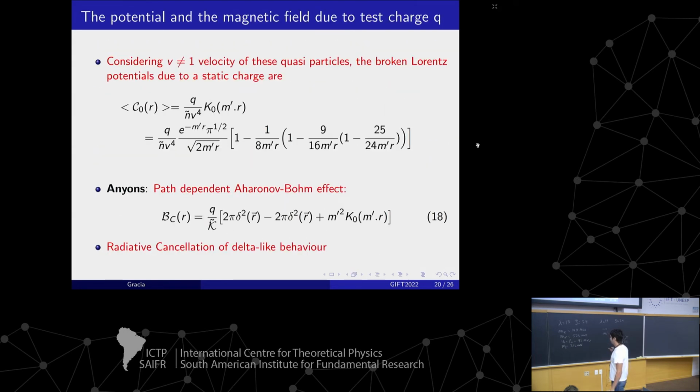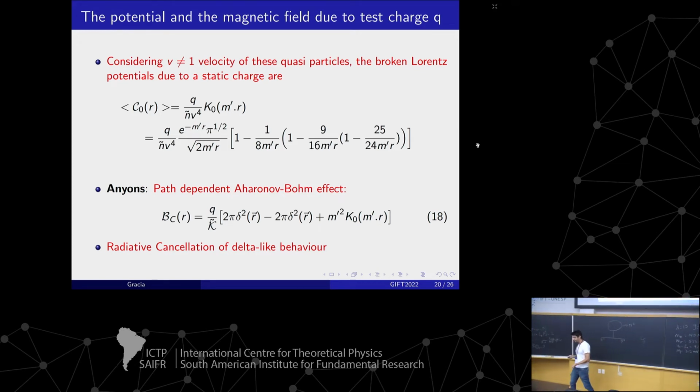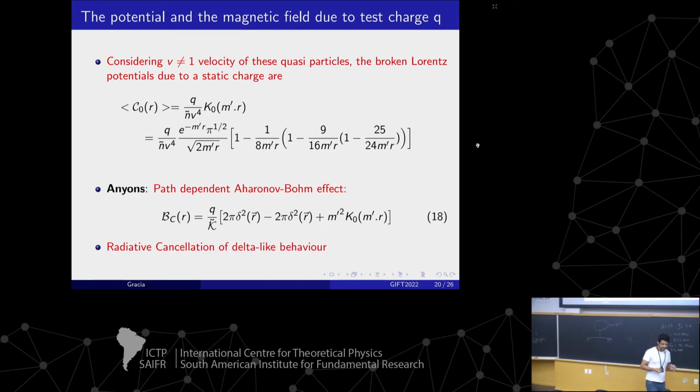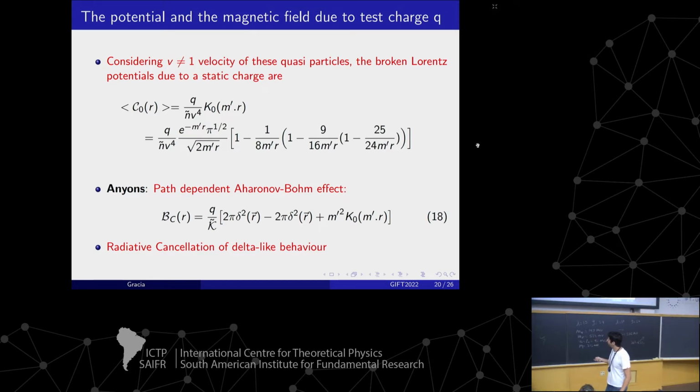Now, if we have the normalized structure, we can put test charges and evaluate what happens. We can find the analogue of the scalar potential, which has this form in terms of Bessel functions. But there's an interesting thing. If we take the bare action with this test charge, we can say, oh, nice. We have attached generalized magnetic flux and then anyonic statistics.